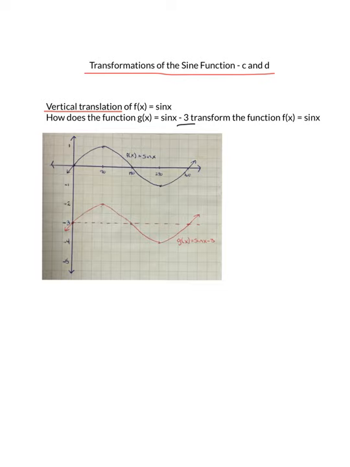This minus 3 is very, very important. This is a vertical translation. Vertical means up and down, and as you can guess, seeing a minus 3 makes sense that it's shifting down 3 units. Every key point on this graph, so my 0, 0, my 90, 1, my 180, 0, my 270, negative 1, and my 360, 0, has been shifted down 3 units.